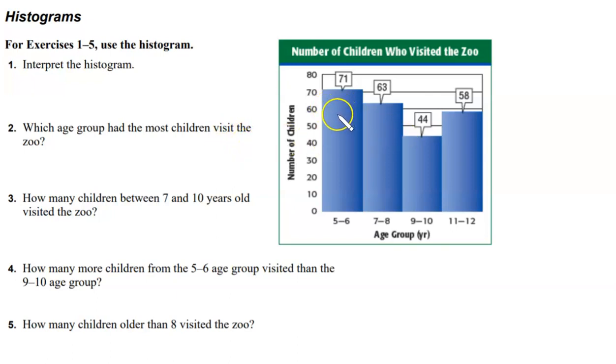Which age group had the most children visit the zoo? So that would be this guy here. So that age group is from 5 to 6. You can also write 5 and then the word to and the number 6. Either way works.